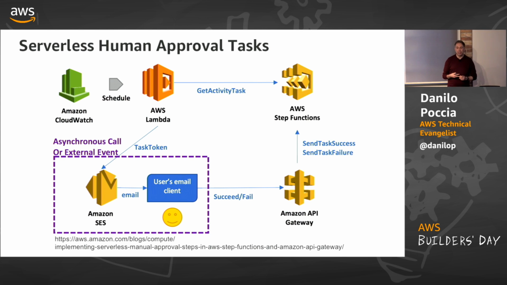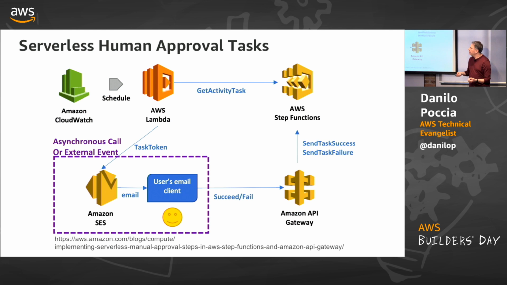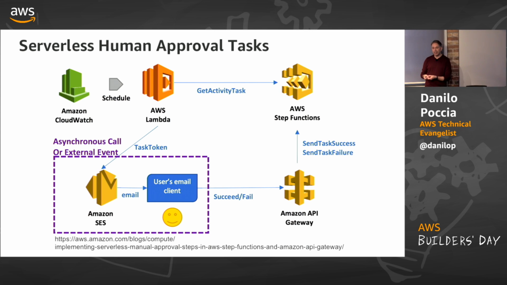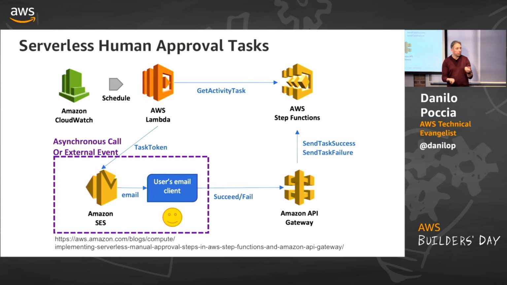So the idea here is that we use the activities, but we don't need to run code. We just need a human to say yes or no to an activity. So in this case, we have CloudWatch Events that maybe once per day is triggering a Lambda function. The Lambda function creates an activity task and then sends an email using Amazon SES. And this email is received by a client and can contain two links, like, I approve, I don't approve.